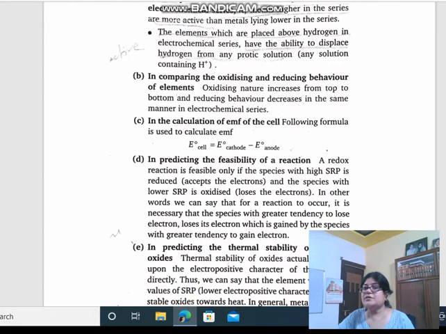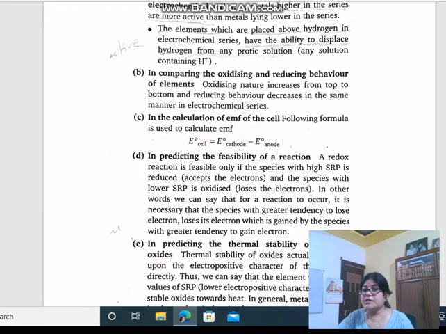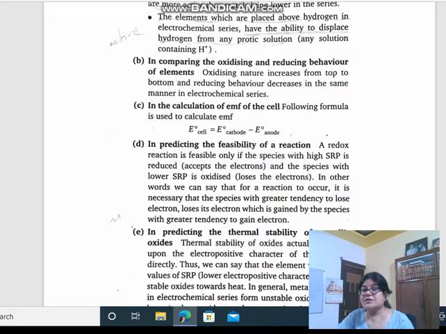Now next topic, comparing oxidizing and reducing property. So be attentive for that. It is a very confusing topic. Oxidizing nature increases from top to bottom and reducing behavior decreases in the same way. That means oxidizing nature increases. You will learn only one thing, either oxidizing or reducing, and make the inverse of that.